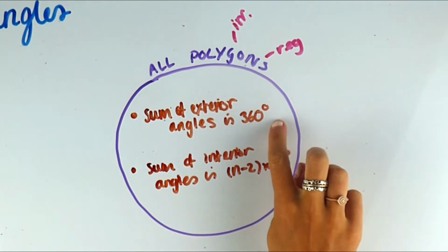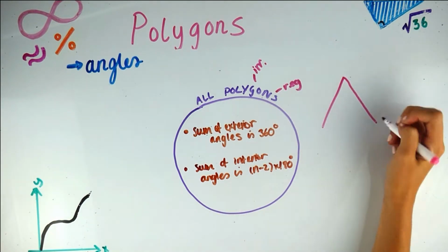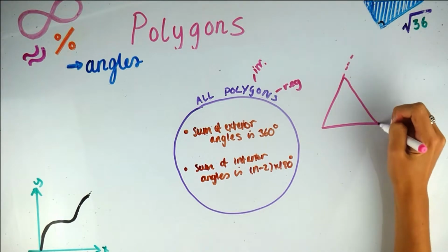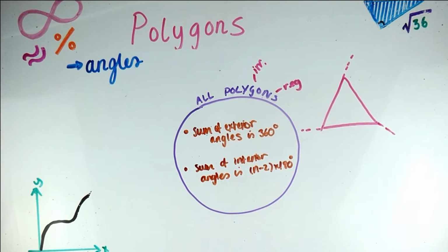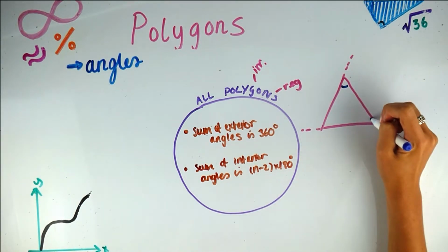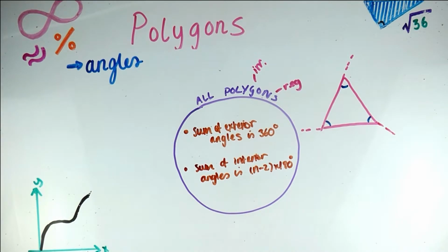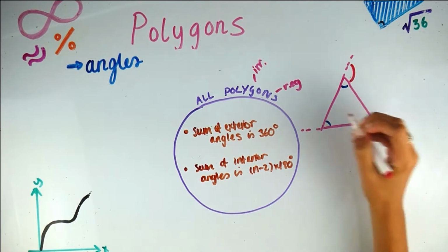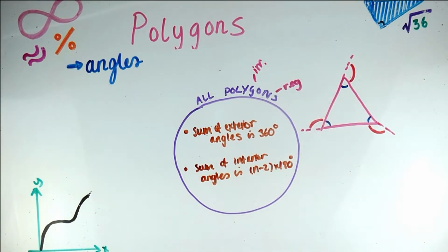So let's look at point number 1. The sum of the exterior angles is 360. Okay, so let me just draw one that we know a lot about. So let's say this is our equilateral triangle. What are the exterior angles? So first of all, what are the interior angles? These are the ones on the inside. So the exterior angles are, I'm going to show them in red, this one here, and this one here. So these are the exterior angles, and the sum of those is 360.